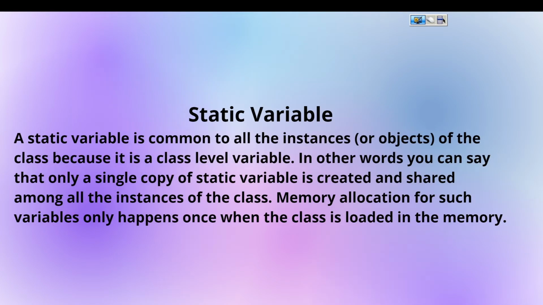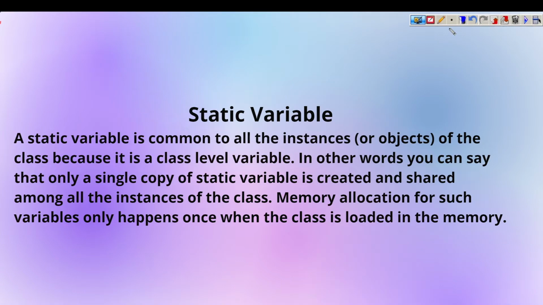A static variable is common to all the instances of the class because it is a class level variable. In other words, you can say that only a single copy of the static variable is created and shared among all the instances of the class. Memory allocation for such variables only happens once when the class is loaded in the memory.